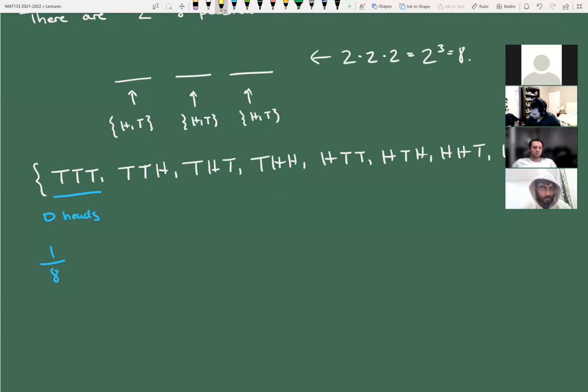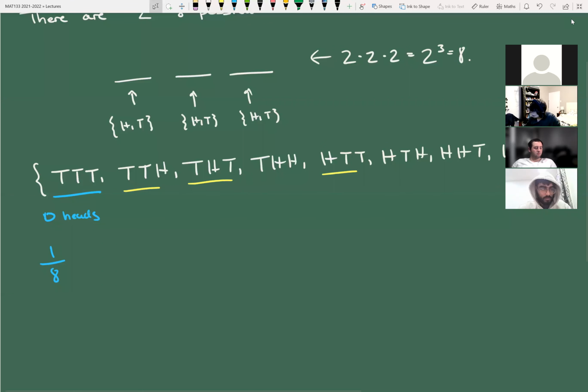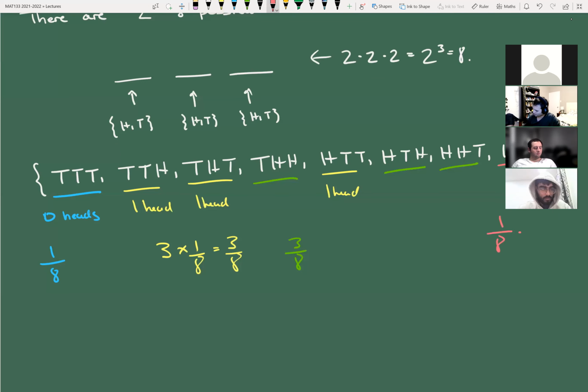Okay, 1 heads. Let's go through and try and find them. So there's 1 heads, there's 1 heads, there's 1 heads, and am I missing? No, that's it. So there's 3, and each of them has a probability of 1/8, right? So that gives us 3/8 for 1 head. And then if we were to do 2 heads, we get 3/8 as well. And then if we did 3 heads, that would give me just 1/8.